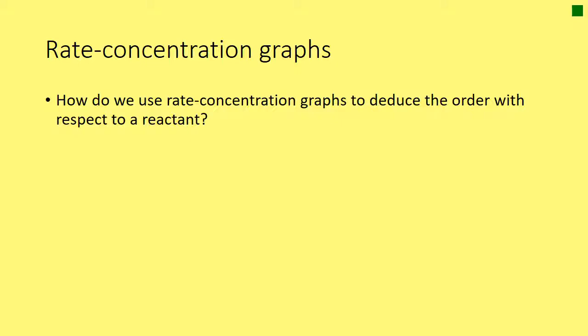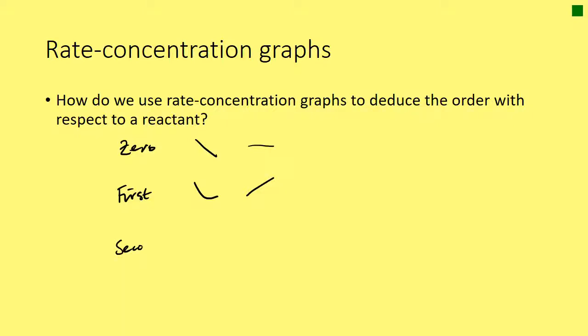So lastly, let's just check our learning objective. How do we use rate concentration graphs to deduce the order with respect to a reactant? Well, let's use our memory. Zero order is going to be like that for your concentration time graph, and like that for your rate concentration graph. First order is going to be like that for your concentration time graph, and like that straight line for your rate concentration graph.